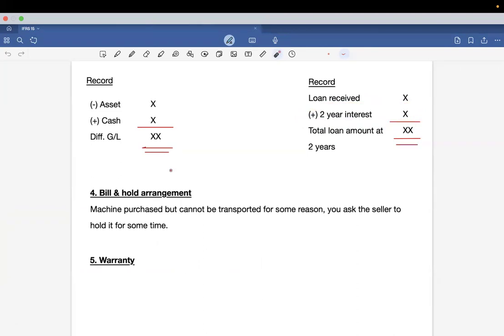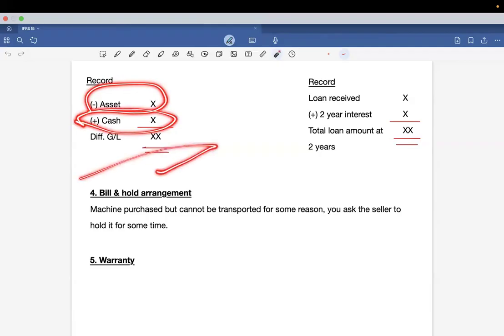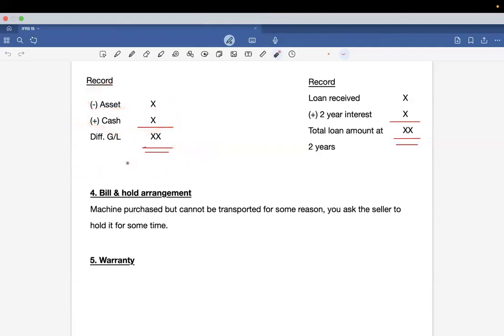Now, suppose the chance of repurchase is very low, then it's a sale, and this happens frequently in your business. So the asset is taken away, the cash is added, and the difference is taken into gain or loss. Clear? Now, IFRS 15 deals not just with revenue, it deals with different kinds of transactions that come in the form of income in the company, done under normal circumstances in the business.